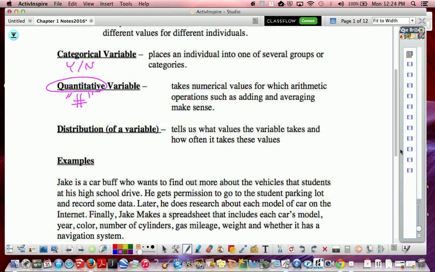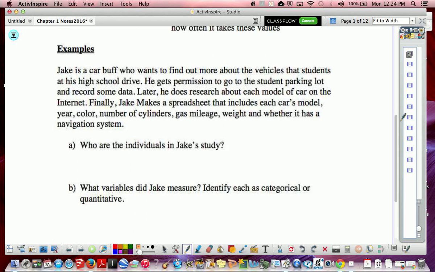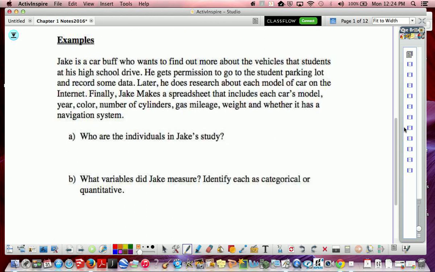So, to give you some examples of this, if we take a look at our first one here, we'll run through it together. It says, Jake is a car buff who wants to find out more about vehicles that students at his high school drive. He gets permission to go to the student parking lot and record some data. Later, he does research about each model of car on the internet. Finally, Jake makes a spreadsheet that includes each car's model, year, color, number of cylinders, gas mileage, weight, and whether it has a navigation system.